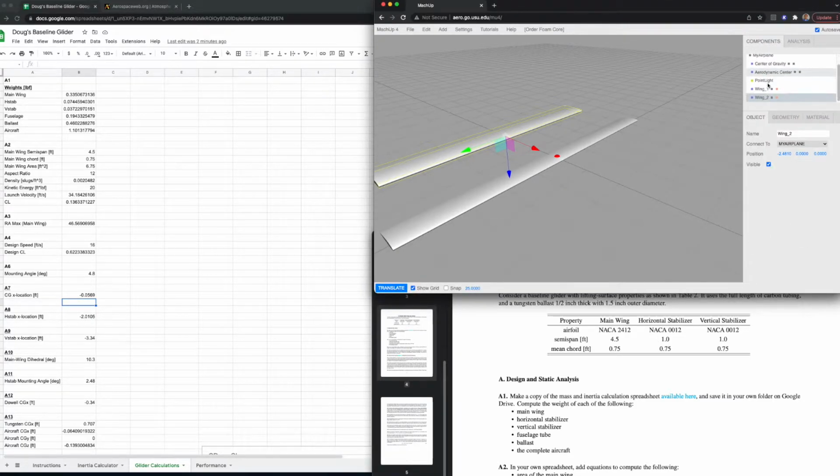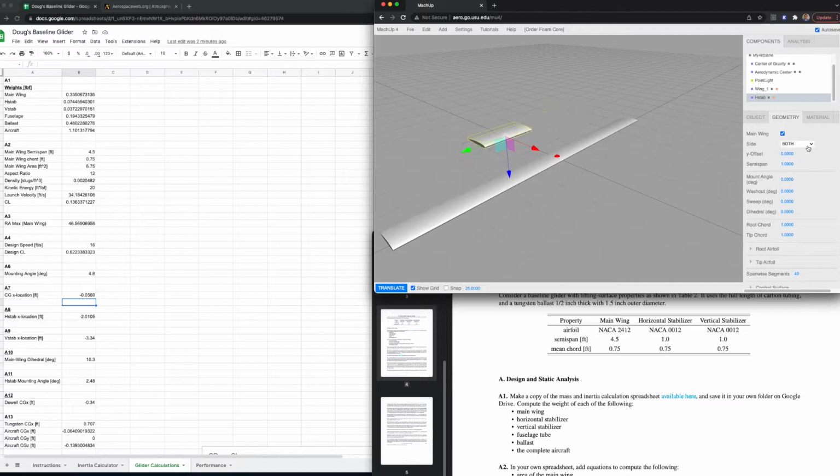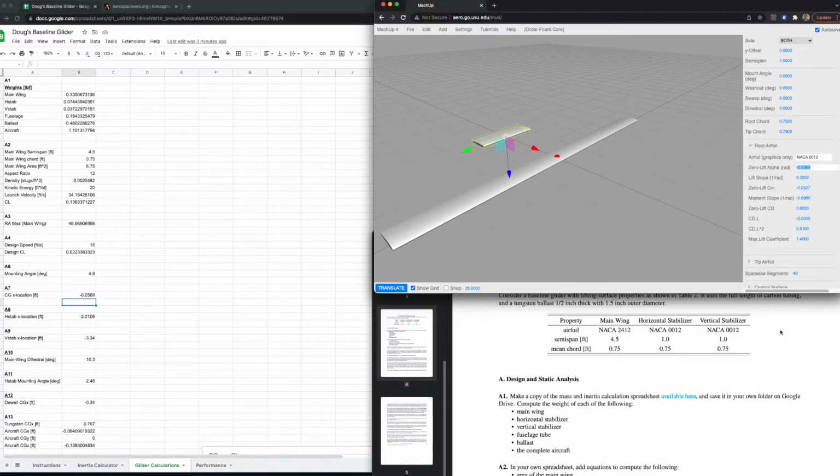So let's go to components, and it automatically named this wing 2, but I'm going to change the name of that to HSTAB. And then I'm going to come over here to analysis and into geometry, and we're going to set the semi-span to 1, and the root and tip chords to 0.75. Again, this is just a rectangular wing, and then the root airfoil, or the airfoil in general here, is a NACA 0012. So I'm putting in the 0012 there just so that it looks like a 0012. But then really the airfoil information is what gets fed in right here.